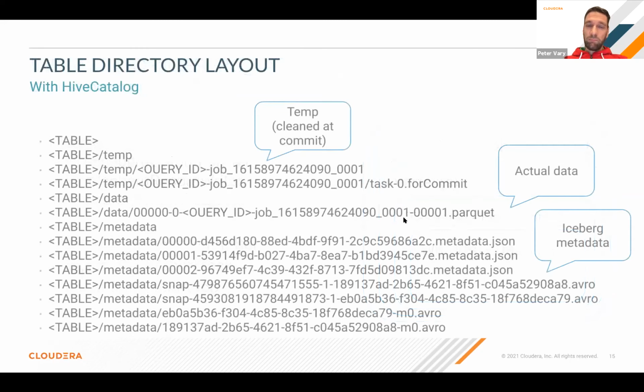Okay, so this table directory layout might be a little bit interesting. This is what you can see when you list a table directory. You have the temp directory, which contains the query related files, for example, the task for-commit files. This temp directory is cleaned up after the query is finished. Other than that, you have the data directory, which contains the actual data files, and the metadata directory, which contains the snapshots, the manifest list, and the manifest files themselves, as Adrian was talking about.